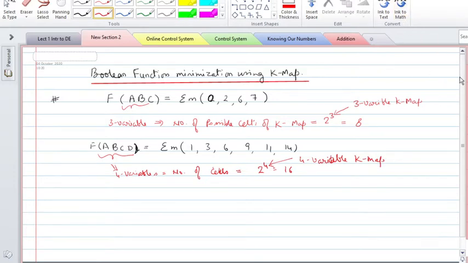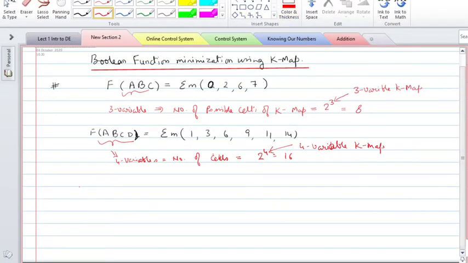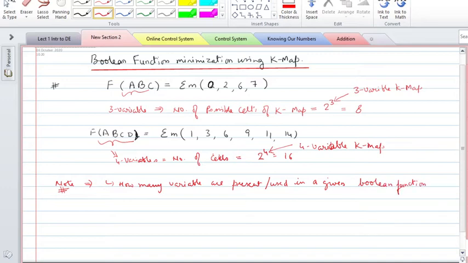Okay, so the two important points you have to note are: how many variables are present or used in a given Boolean function, and the second is the use of gray coding.